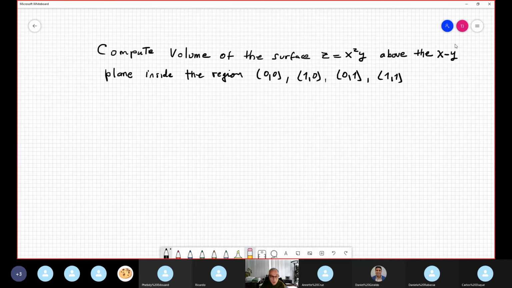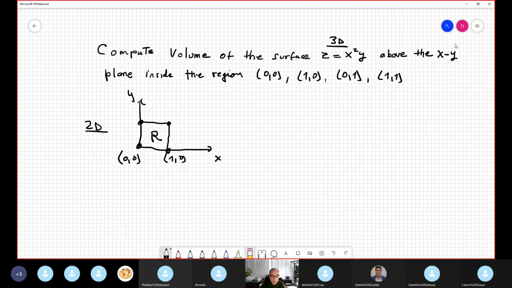If you want, you can do the sketch of the region in 2D. If you want to do the sketch in 3D, you can also, but this is complicated because it's not a typical surface, no? But it's okay. Basically 0,0 here, 1,0 here, 0,1 here, and 1,1 here. This is my region R.